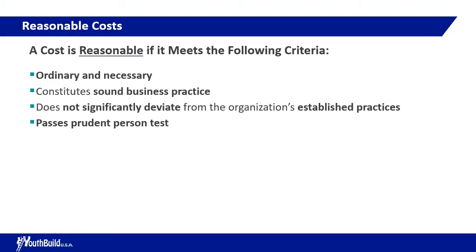A cost is reasonable if it meets the following criteria. It's ordinary and necessary for the grant, constitutes sound business practice, doesn't significantly deviate from the organization's established practices, and passes the prudent person test.